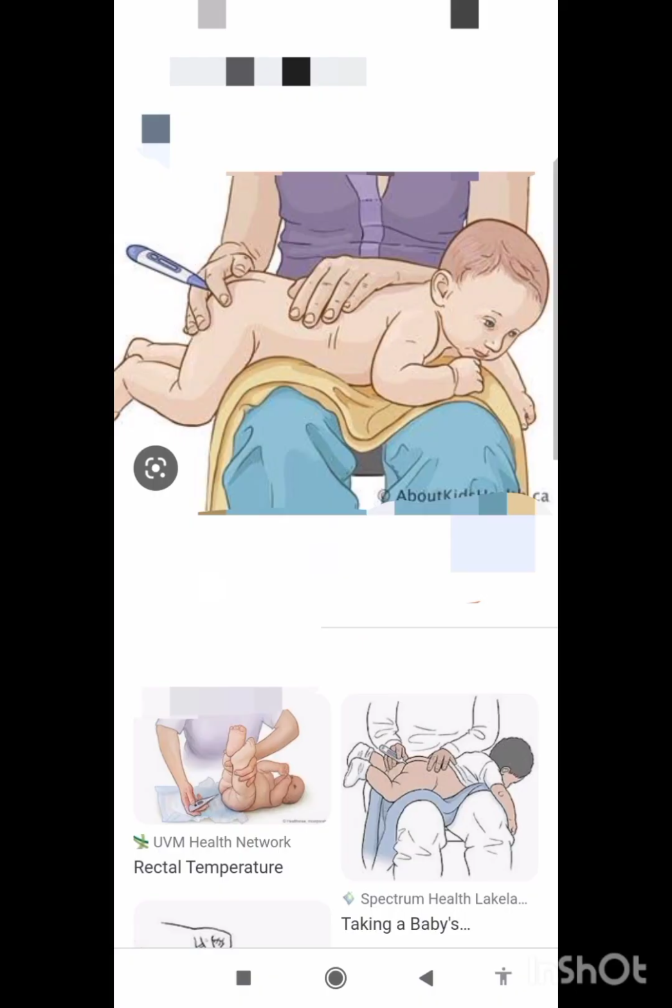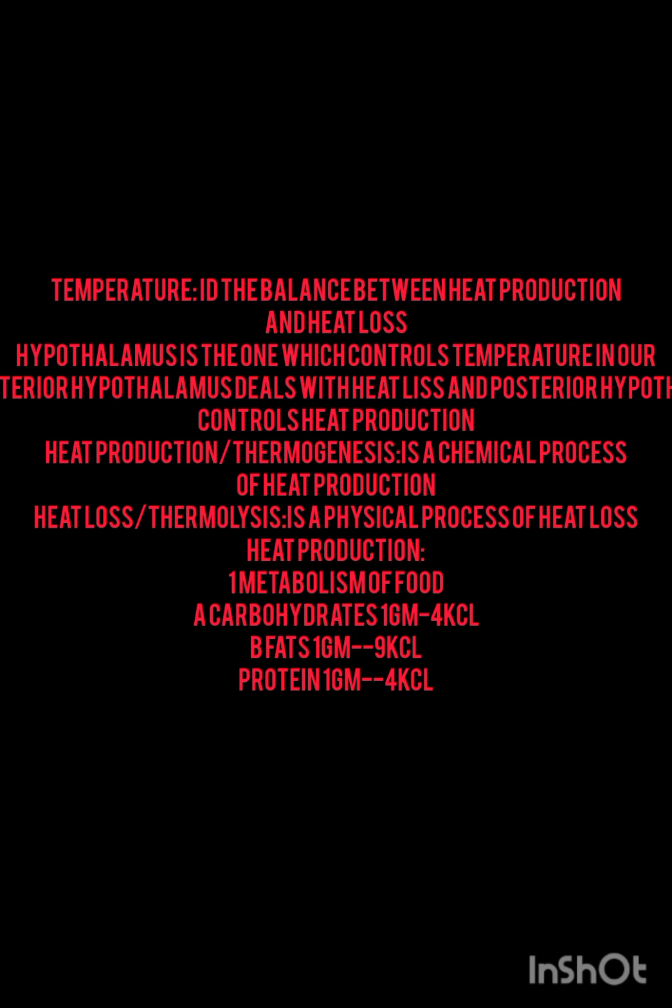This is the position in which the rectal temperature is taken from children. Either the prone position or the supine position with legs lifted, we have to give to the child while taking the rectal temperature. And rectal temperature in the case of children is the most accurate because there is no chance of moving. So here the temperature is the balance between heat production and heat loss.